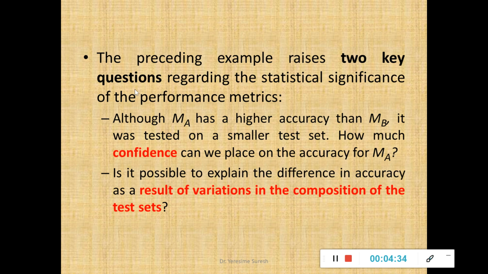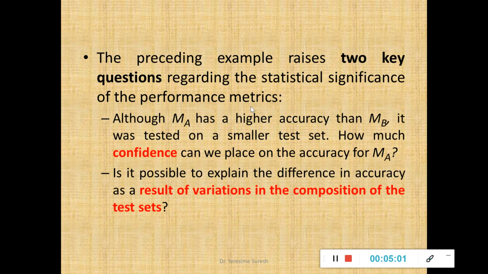So the preceding example, wherein model A has 85% accuracy for 30 records and model B has 75% accuracy for 5000 records, raises two key questions regarding the statistical significance of the performance metrics. We have discussed statistical significance with respect to your interestingness measure. If the statistical interestingness measure is equal to 1, they are statistically independent.